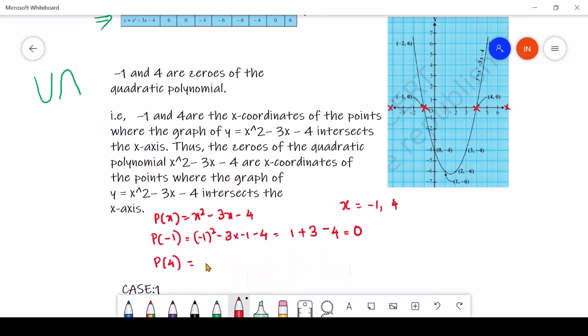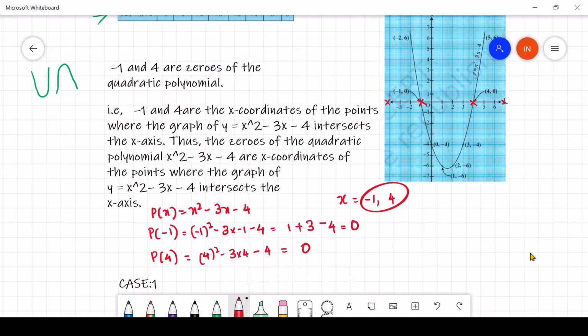What will be p of 4 then? 4 square minus 3 into 4 minus 4. That is equal to, again when we do it, you will get 0. So which are the zeros of the polynomial? Negative 1 and 4 for this particular polynomial x squared minus 3x minus 4.